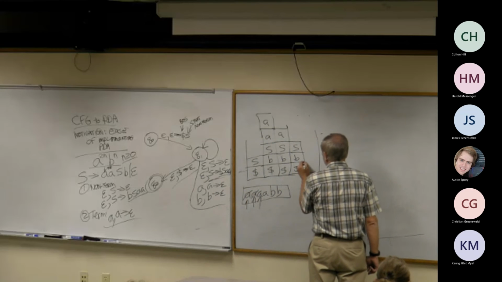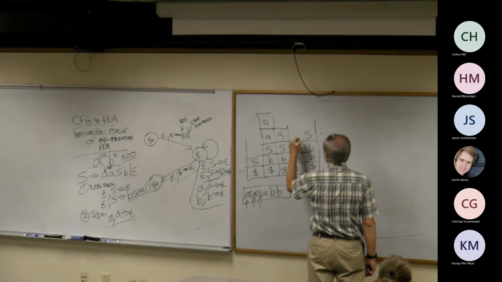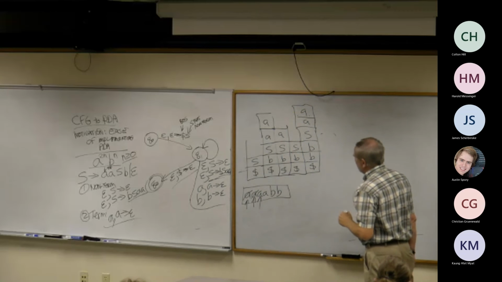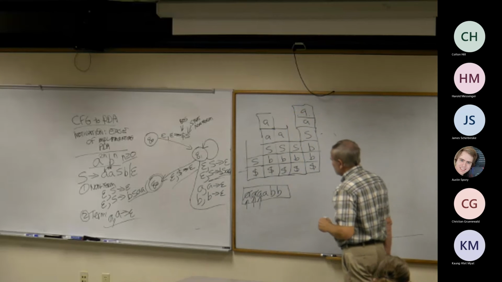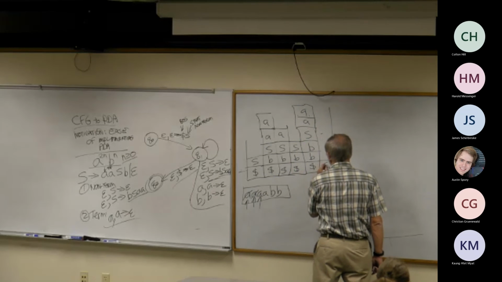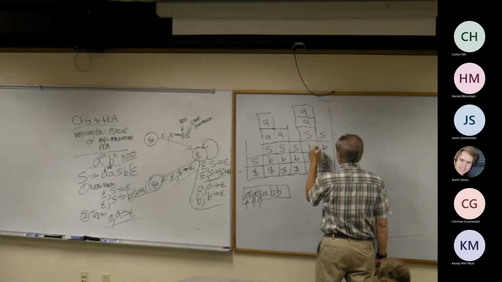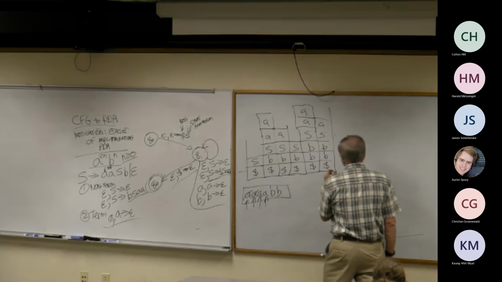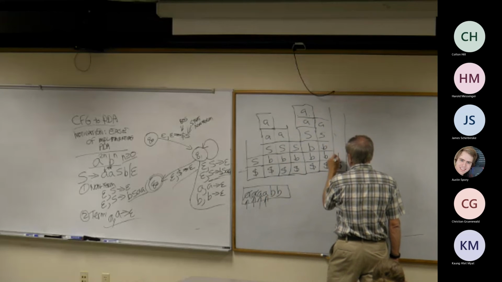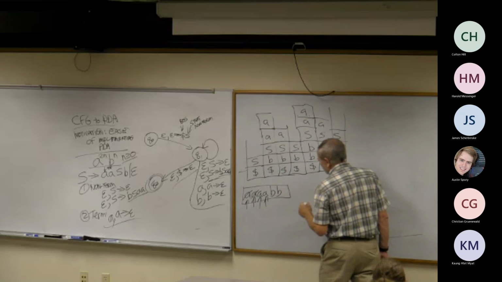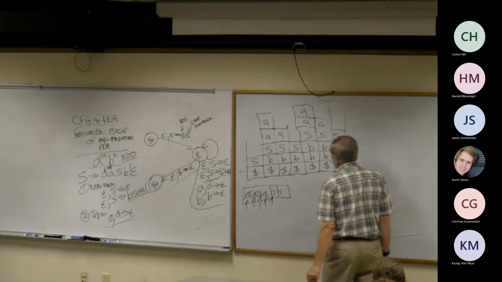So B, B. We push that right-hand side on. Now I'm back in business. Match the A. Pop it off. Move ahead. Same thing again. Pop that off. And now I advance, I'm looking at a B.